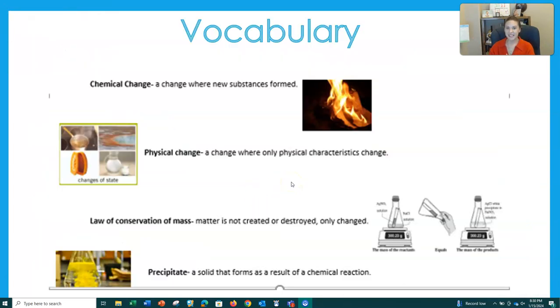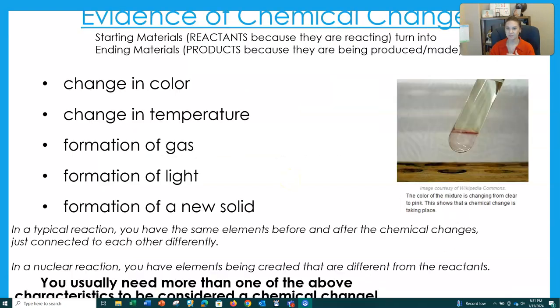So in this lesson, you're going to need to remember chemical change, a change when a new substance is formed, physical change, a change where only physical characteristics are changed, okay? The law of conservation of mass, and we'll talk about this further in future lessons, but for now, just know that matter is not created or destroyed. It is only changed, okay? And then you also need to know the word precipitate. And this is a solid that forms as a result of a chemical reaction.